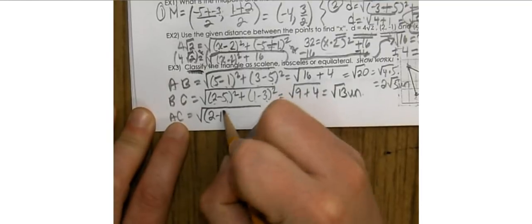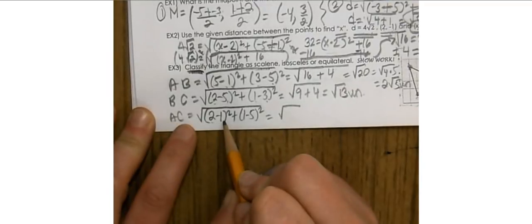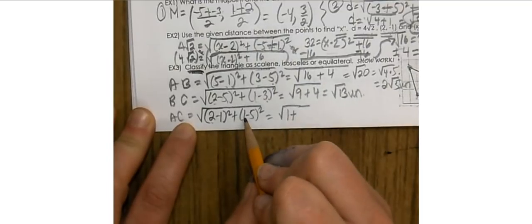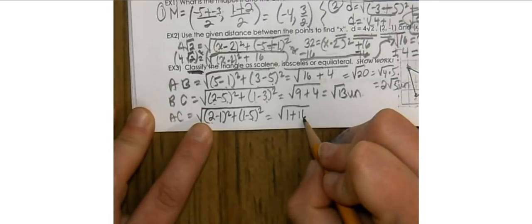Next, I have AC. So I'm going to take the square root of 2 minus 1 squared plus 1 minus 5 squared. That is equal to the square root of 2 minus 1, which is 1, 1 squared, which is 1, plus 1 minus 5 is -4. -4 squared is 16. And 1 plus 16 is 17. So we have the square root of 17 units.